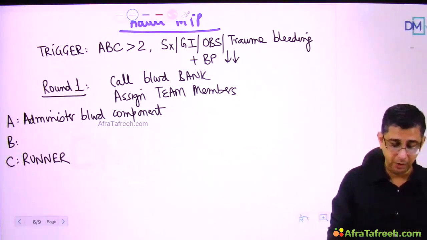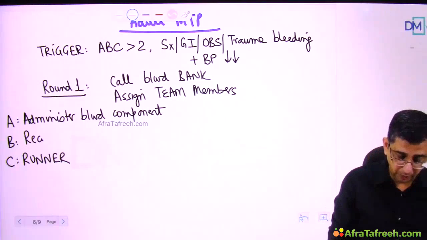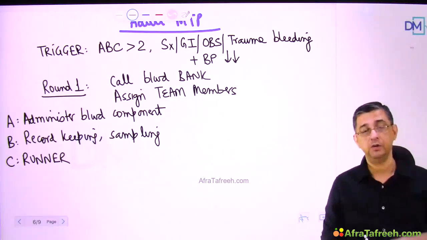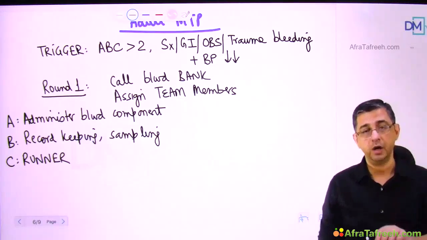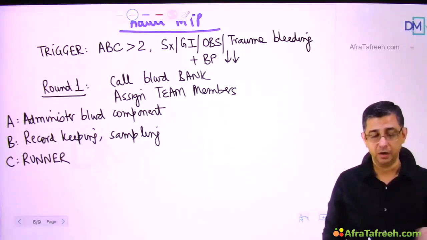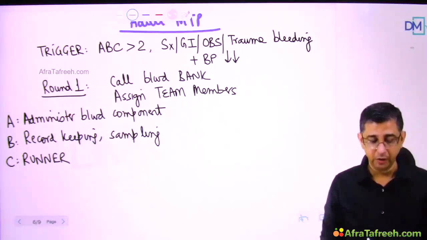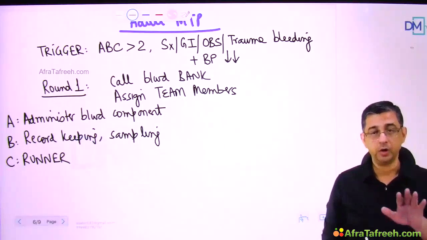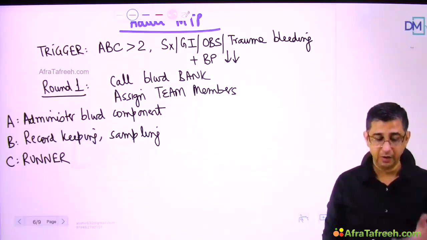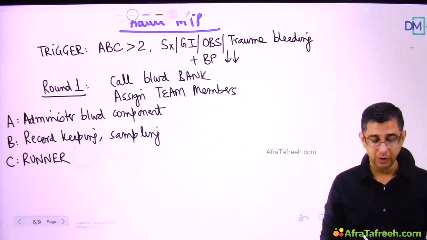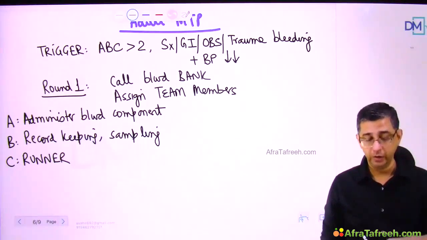So person number B, his job will be mainly record keeping. Apart from record keeping, he will also be doing sampling in the patient. He will be doing labeling of the samples, and he will also be making an entry in the file of the units of blood and the RFID code or whatever code is mentioned on the blood bag. So he will make an entry of that on the file so that proper documentation is maintained, because lots of times, because of the massive transfusion protocol itself, a person can die. So we need to be very secure from the medico-legal perspective.